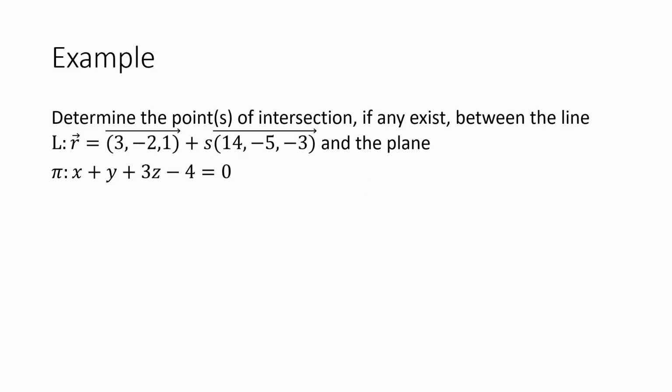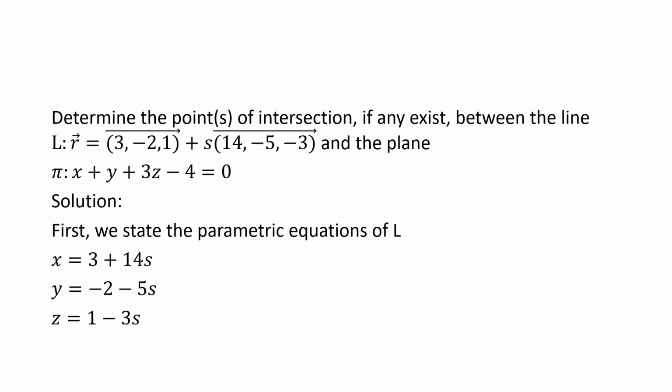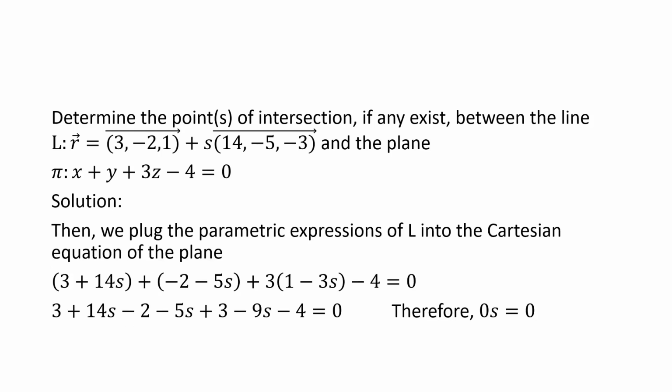Now in this third example, we have a line written in vector equation form, so we know that we're going to get the parametric equations. And we have a plane written in Cartesian equation form. We're going to get the parametric expressions for the line and plug those into the Cartesian equation of the plane. So we say that x, which is 3 plus 14s, plus y, which is -2 minus 5s, plus 3 times z, which is 1 minus 3s, minus 4 equals 0.